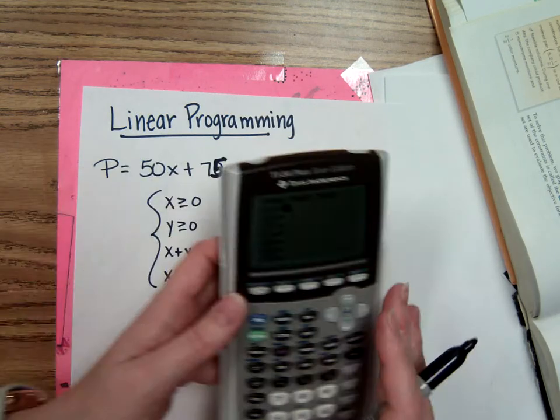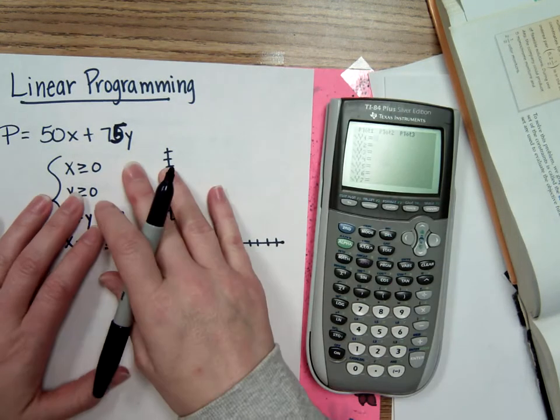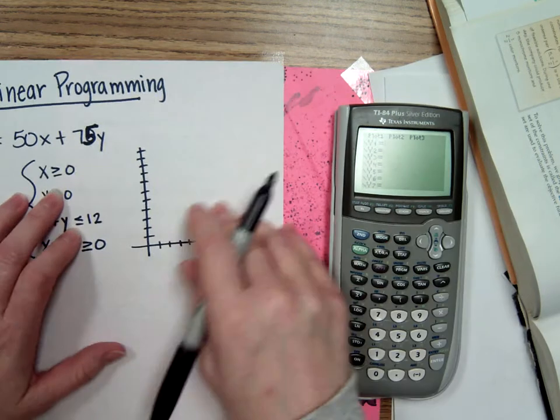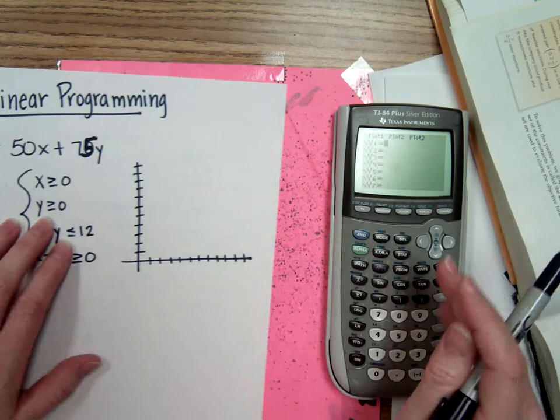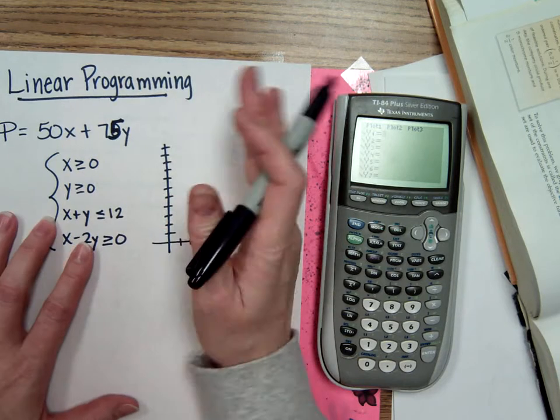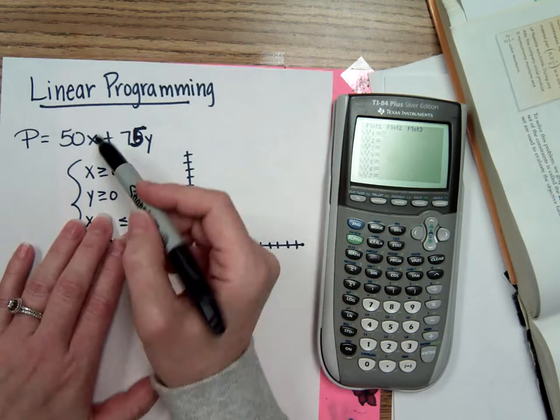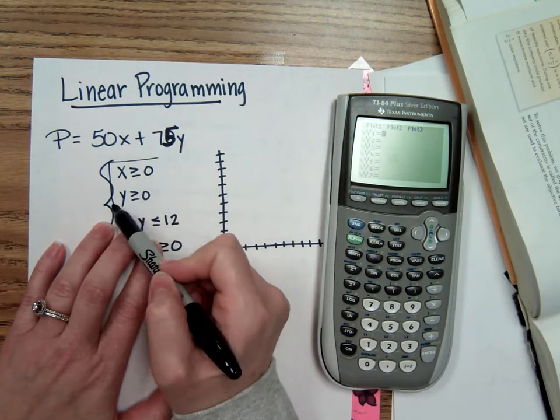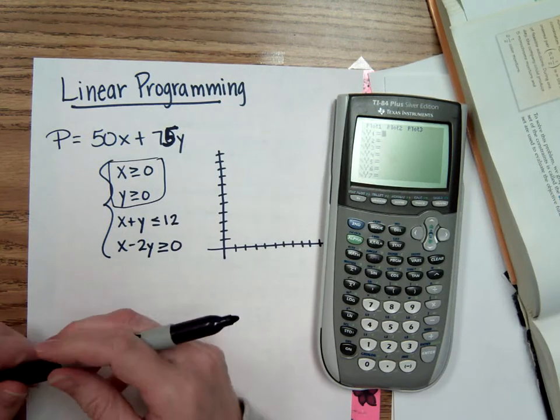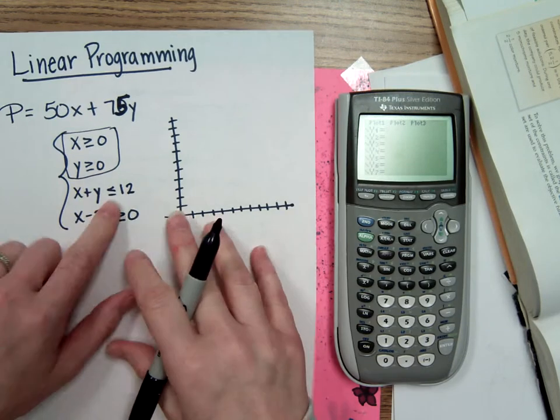All right, so x is greater than or equal to 0. We know that's going to be up here. Y is greater than or equal to 0. That's going to be over here. Basically, with these two constraints, we've limited it to just the first quadrant. So really, we have to worry about these two.